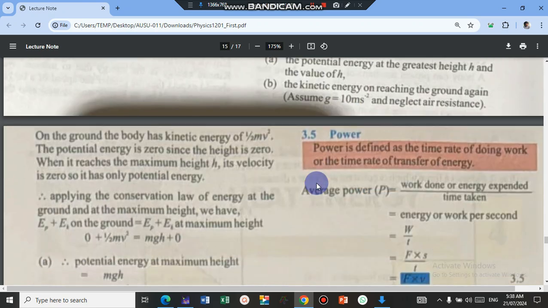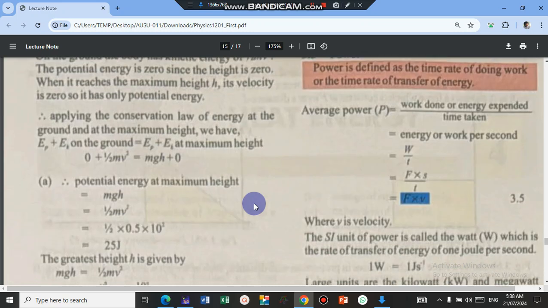So we are going to use in the solution, potential energy at maximum height is mgh, and this is equal to the kinetic energy because we obtain the potential energy from this kinetic energy. So you go ahead and get the kinetic energy. Your mass is 0.5 and the velocity is 10, so you square the 10. You take your calculator, 0.5 times 0.5 times 10 squared will give you 25 joules.